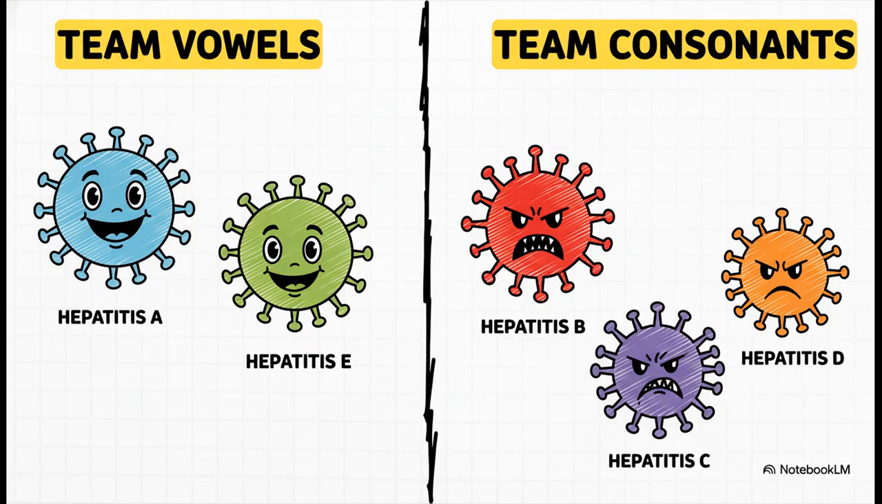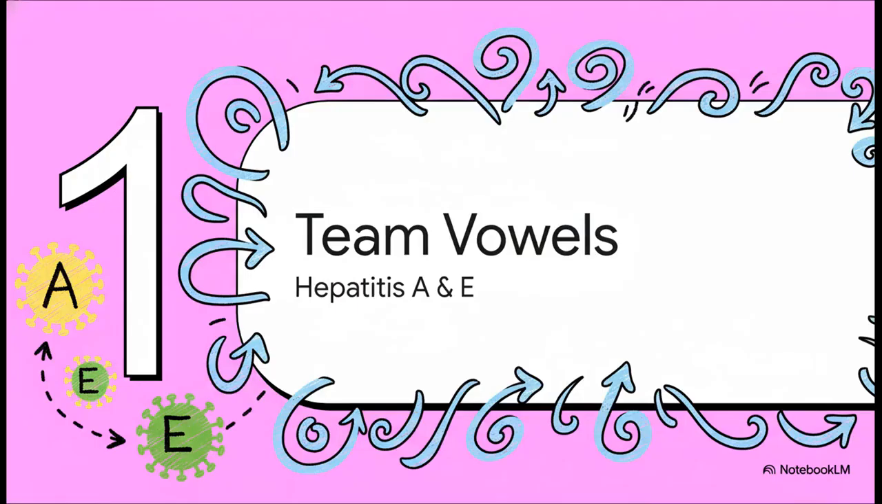Okay, trying to memorize 5 different viruses, especially when you're under exam pressure, can be tricky. So here's the system we're going to use. We're splitting our 5 villains into 2 very distinct teams. Team Vowels, that's A and E, and Team Consonants, that's B, C, and D. Trust me, this simple split is the key that unlocks everything. So let's get started with our first group, Team Vowels, Hepatitis A and Hepatitis E.